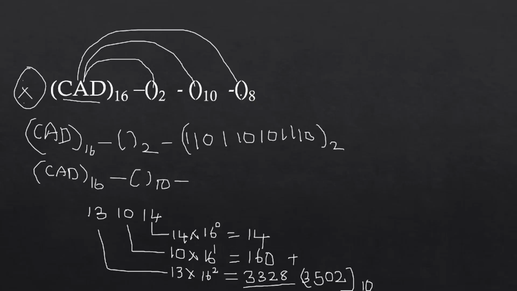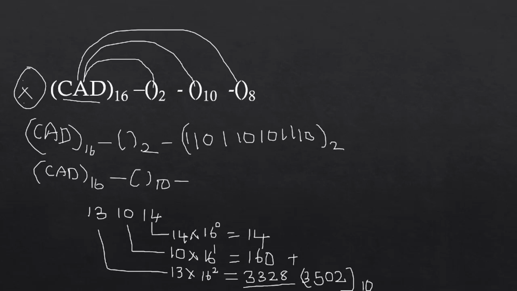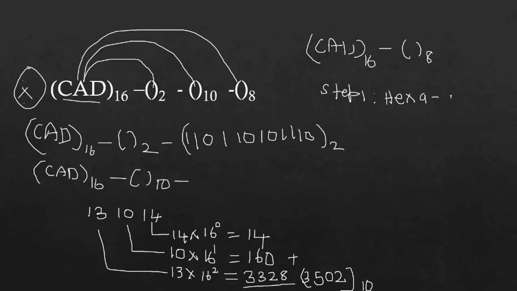After that what you have to do? Hexadecimal to octal. So just now we had discussed, right? Hexadecimal to octal, there will be 2 steps. First convert hexadecimal to binary, then binary to octal. So hexadecimal to binary already we converted, right? We have taken that same thing. So CAD to the base 16, we are going to convert to base 8. So first step, step 1: you have to convert hexadecimal to binary, right?